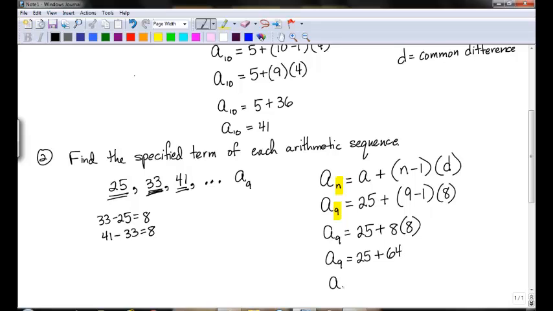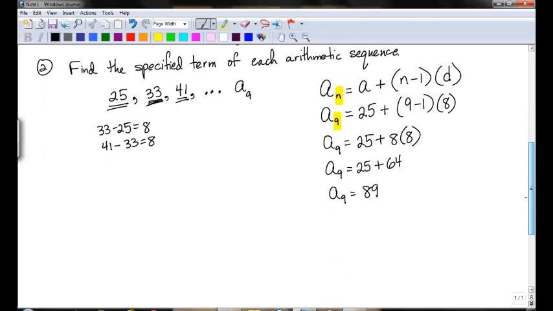And then do the addition. Okay, and I end up with 89. Any questions on example 2?